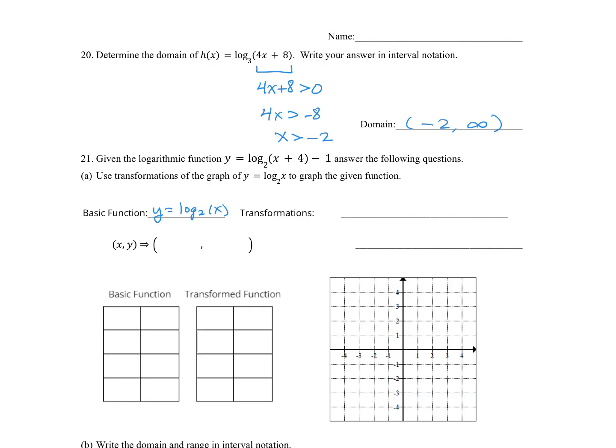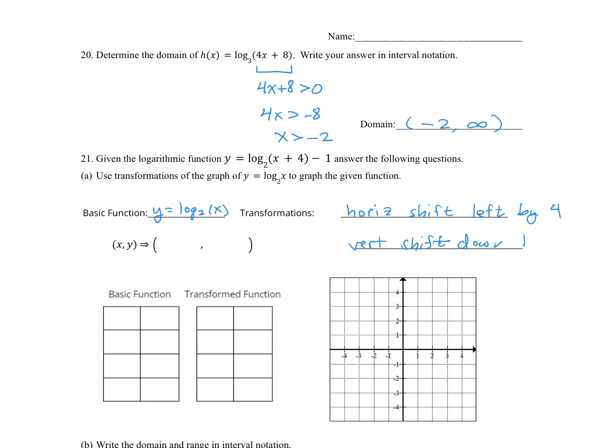And then you'll notice we've got two transformations here. Adding the 4 inside of the function is going to shift it 4 places to the left. So that's a horizontal shift left by 4. And then subtracting 1 from the whole function is going to be a vertical shift. That is down 1. All right, and that's it for transformations, just 2.